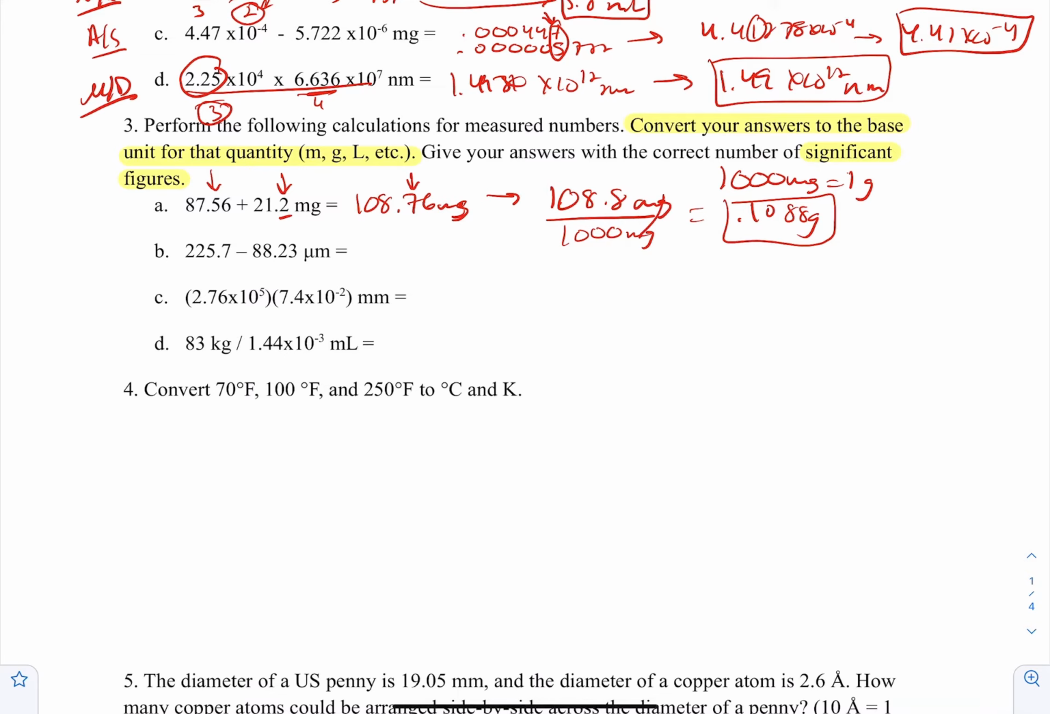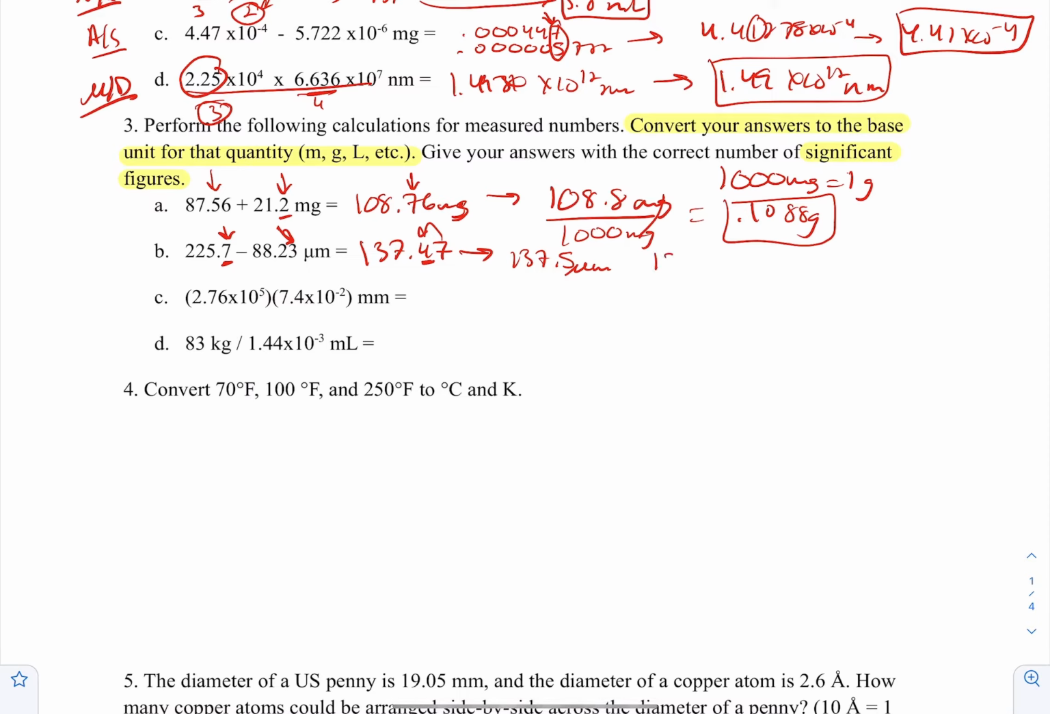All right. B, 225.7 minus 88.23 micrometers. You can just straight up punch that into your calculator, and we get 137.47. Now, careful, I'm specific to this place here and specific to that place there. And so I'm limited to the least, the one closest to the decimal place. So I've got to round this 4 up because I'm specific to this place. So I'm going to say 137.5. Now, this is in micrometers. And micro, if you don't know, is a millionth of a meter, which is times 10 to the negative 6.